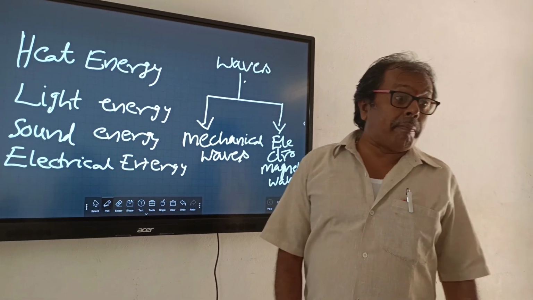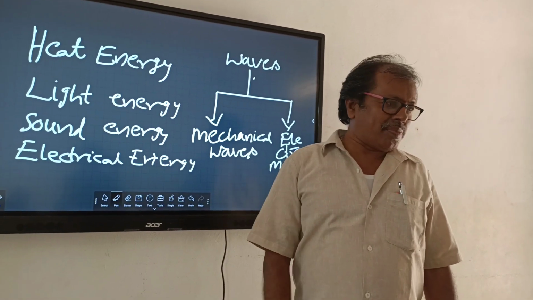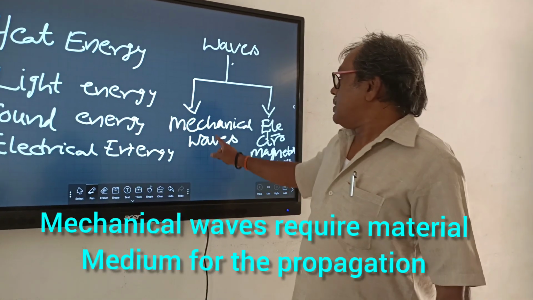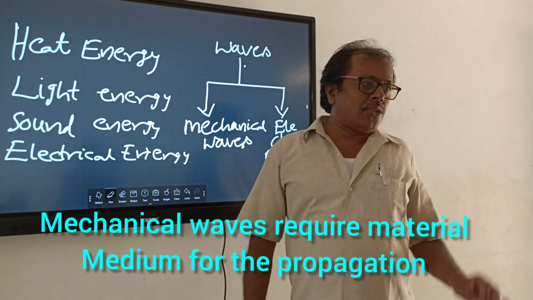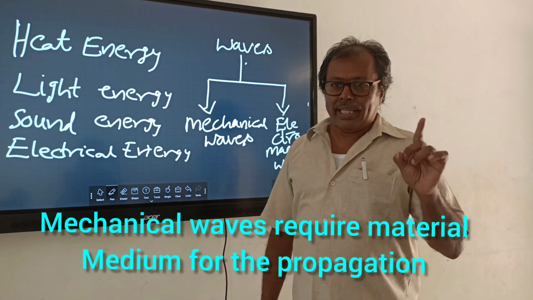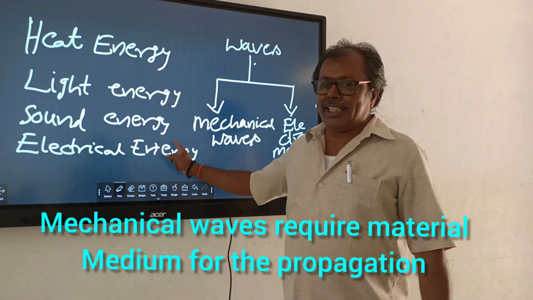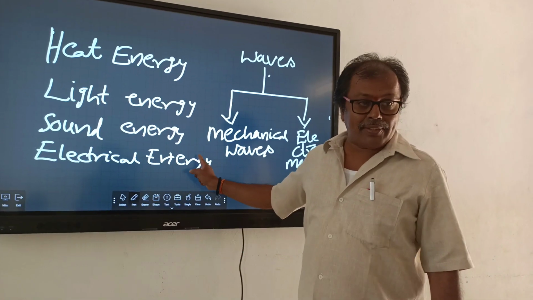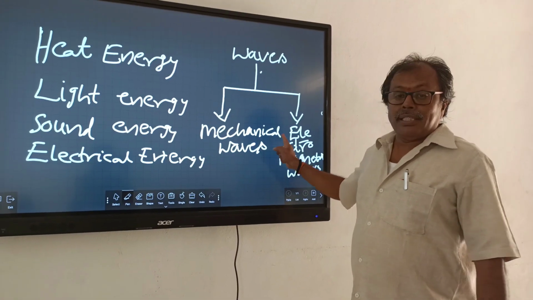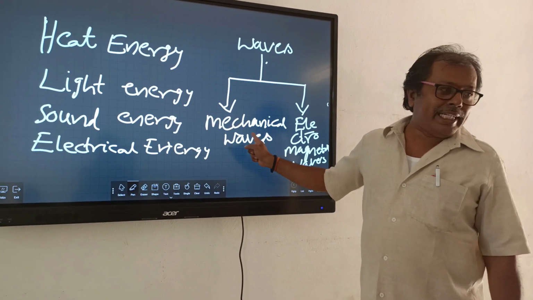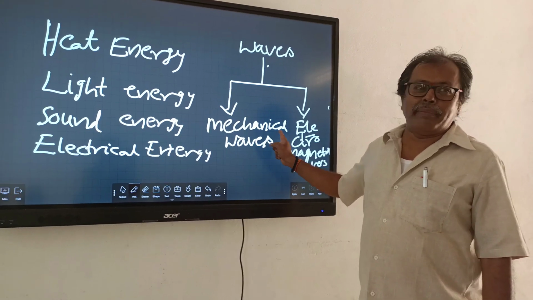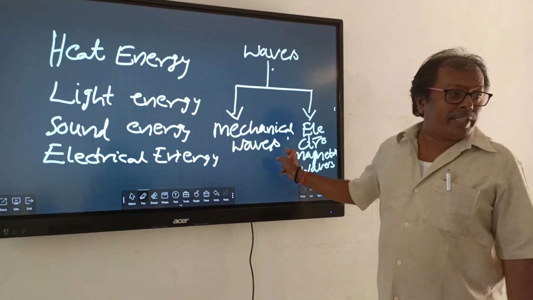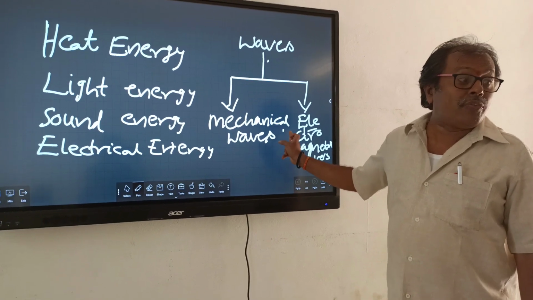Mechanical waves require material medium for the propagation. Material medium in the sense solids, liquids and gases. Solids, liquids and gases are absolutely necessary for the propagation of mechanical waves. Whereas there are some other waves called electromagnetic waves which do not require any medium for the propagation. They can travel through vacuum also.